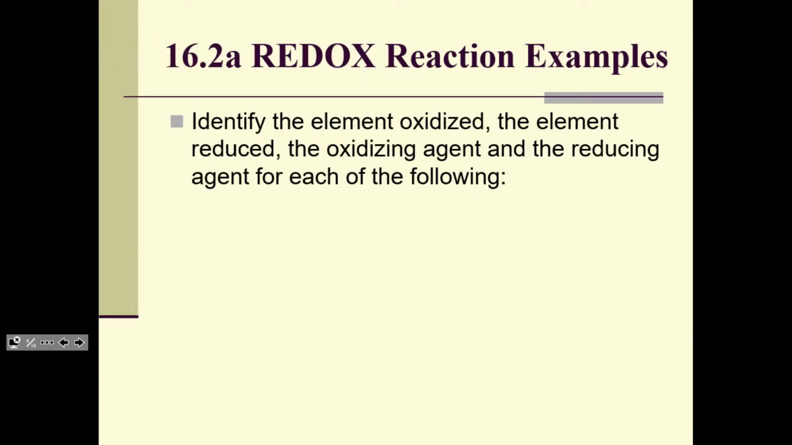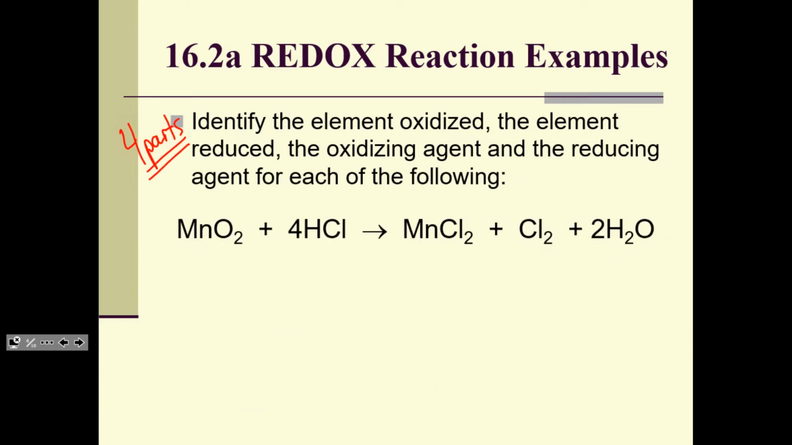Okay, so we're going to go over some redox reaction examples. We're going to identify the element that is oxidized, the element that's reduced, the oxidizing agent, and the reducing agent. So there's 4 parts to each of these types of questions. So here's our first example.